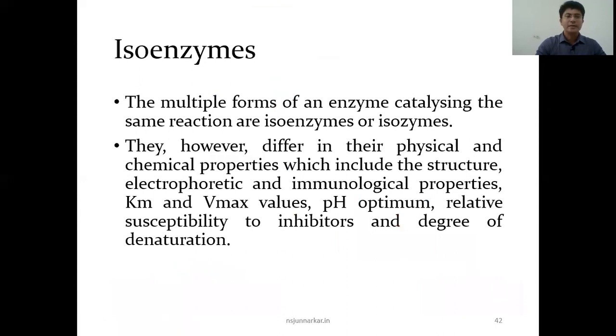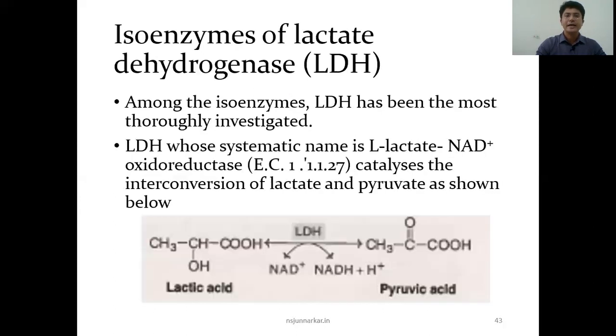Isoenzymes are also another category. The multiple forms of the enzyme catalyzing the same reactions are called isoenzymes, and they differ in their physical and chemical properties, which include the structure, electrophoretic and immunological properties. Km and Vmax values may also be different. pH optimum, relative susceptibility to inhibitors, and degree of denaturation also differ among these isoenzymes.